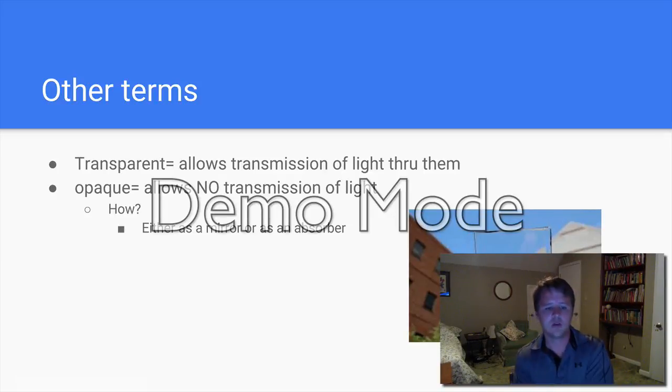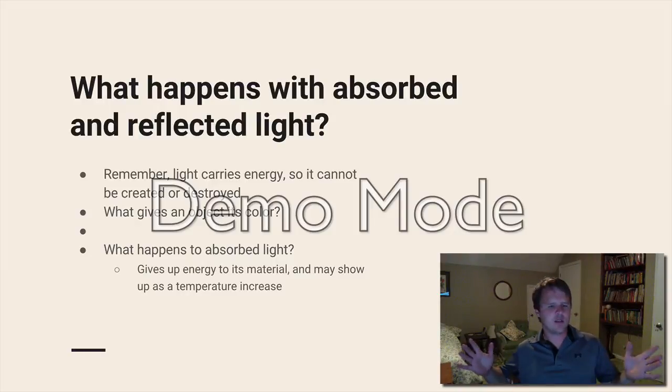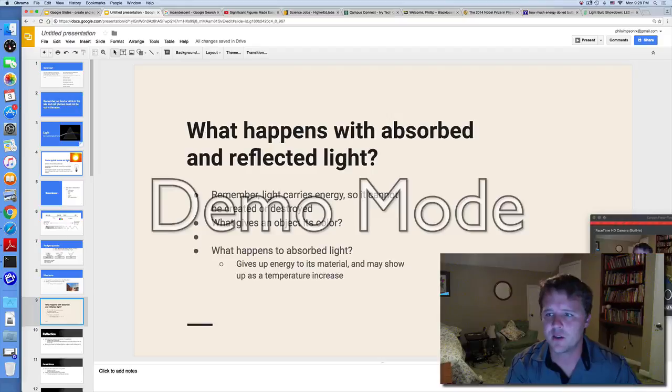So what can make something opaque? Well, a mirror can be opaque because it reflects off all the light. Or it can be an absorber. If it absorbs the light, like a black wall. Black paint on a wall. It absorbs light. So, what happens with absorbed light and reflected light? Well, remember, light carries energy.